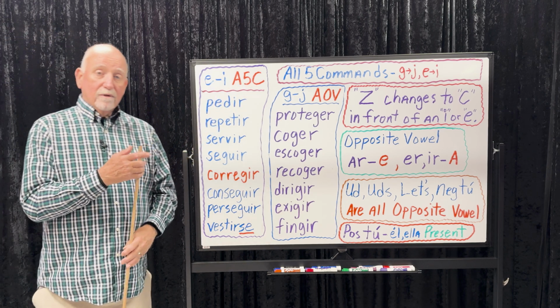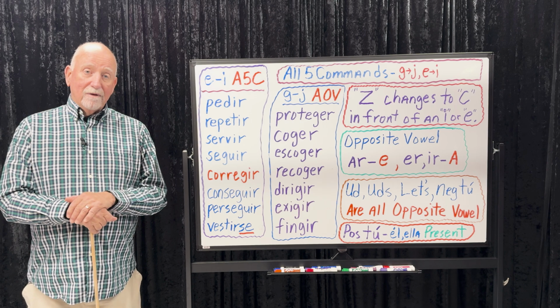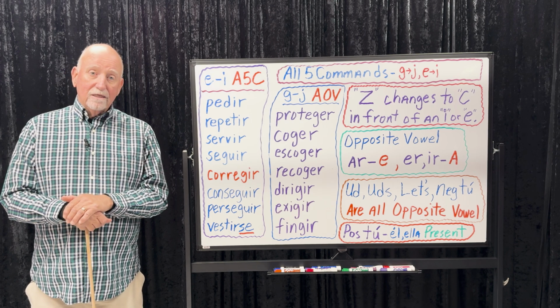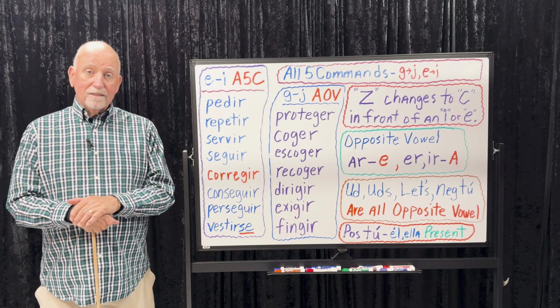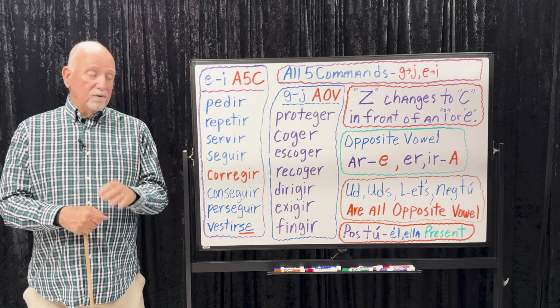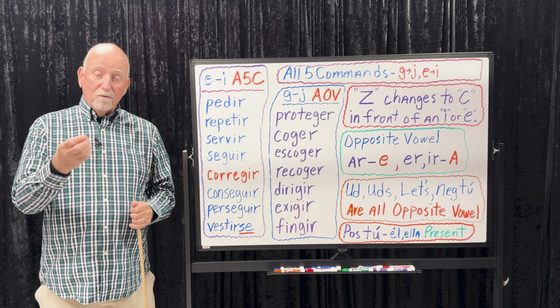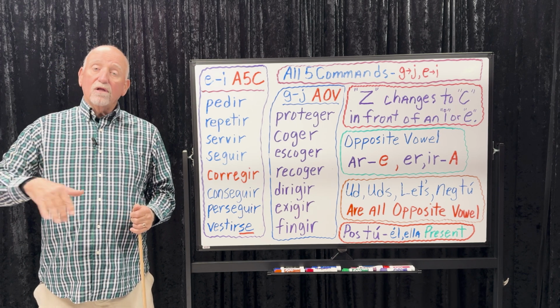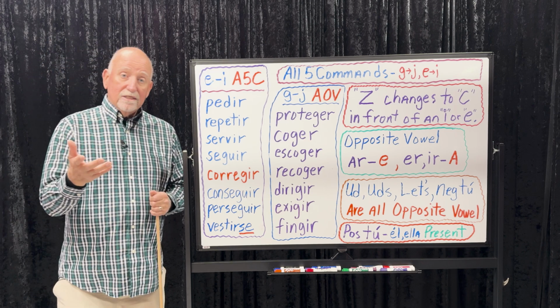How do we form the usted formal command? That's how you start off with your commands. You take the yo form of the present tense. It ends in O. All but 5 verbs do. Estoy, doy, soy, voy, and say don't end in O. All other verbs do, whether they're stem changing or not.